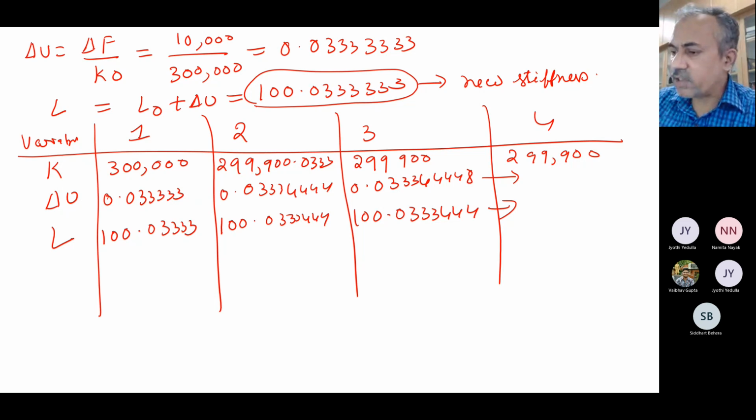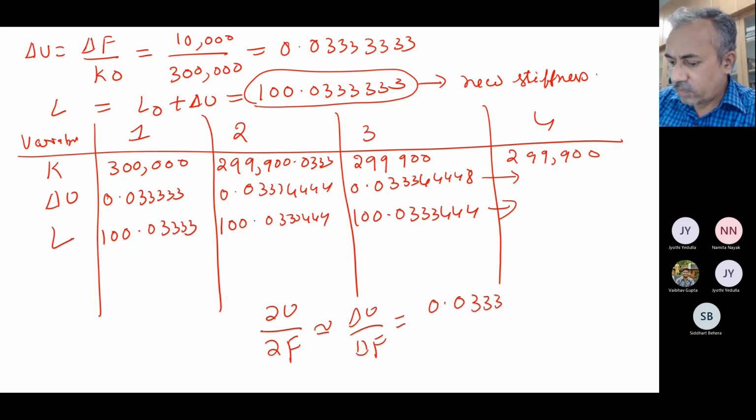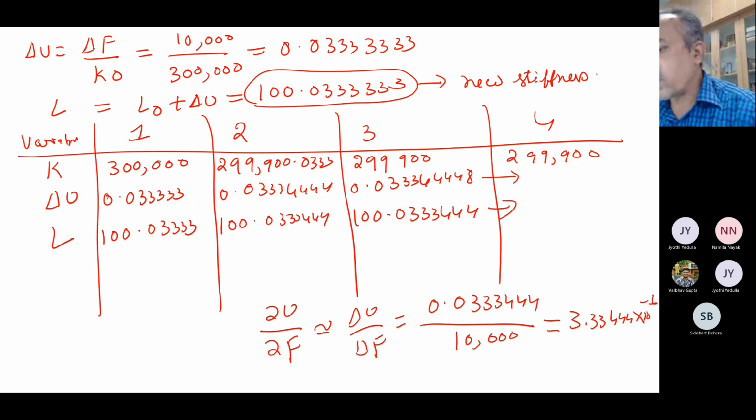Once you have got converged, now my dou u by dou f, you can easily find out delta u by delta f also. So 0.033344 divided by 10,000. So this turns out to be 3.33444 into 10 to the power minus 6. So this is the derivative also. So this is what we call as a non-linearity. If there is a non-linearity, still you can find out the derivatives and you can do this iterative perturbation method itself. So this is widely used when you are having these nonlinear formulations also.